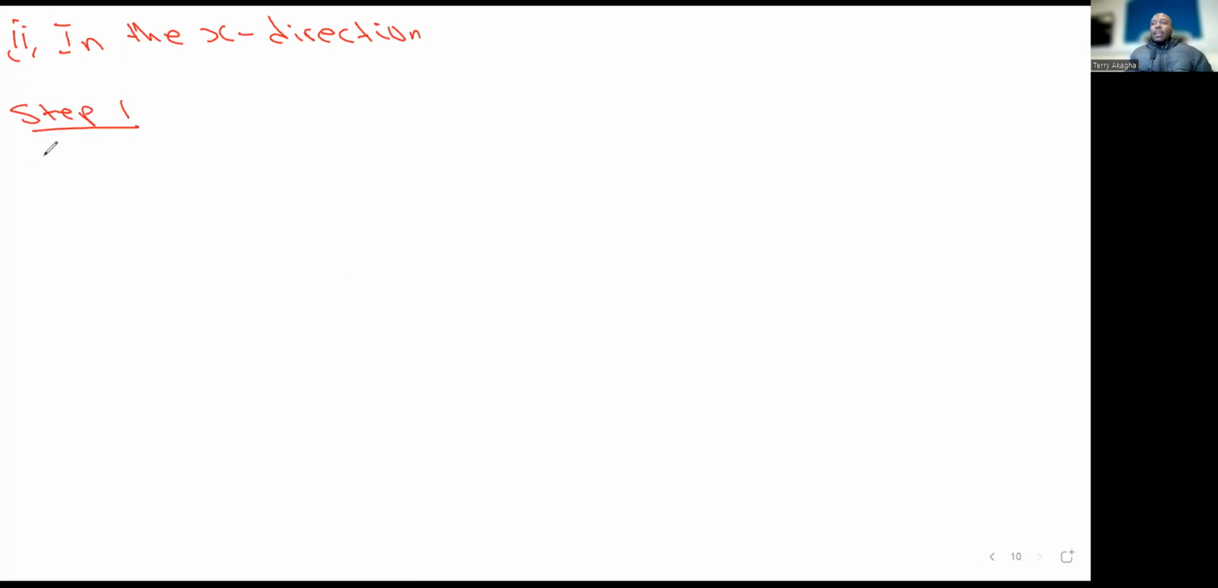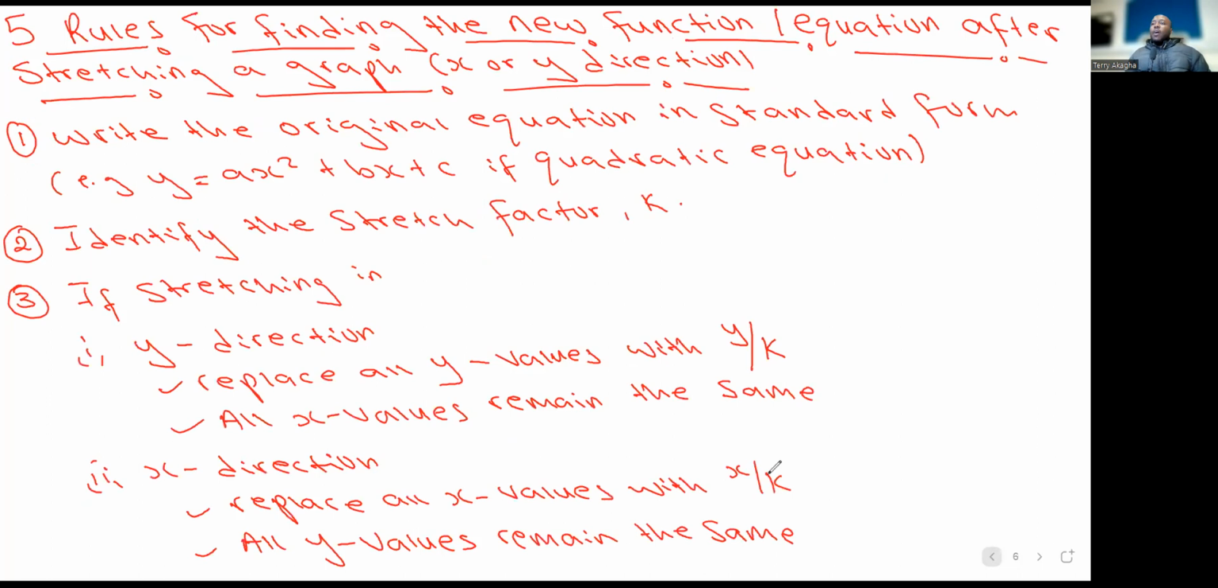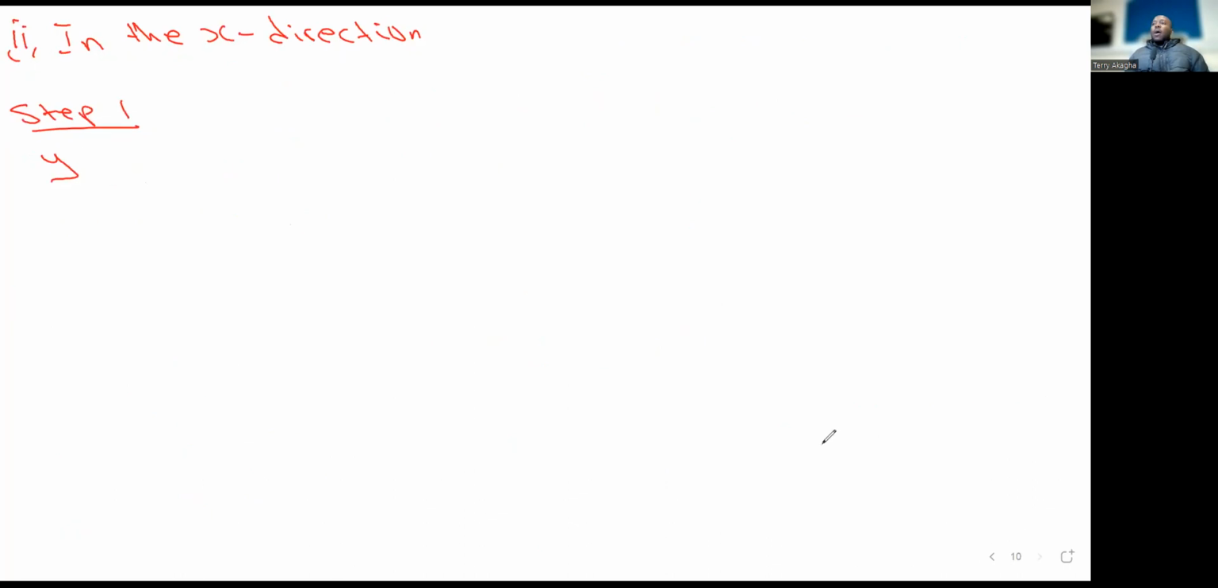You write it in the standard form, right? So that's what they said in step 1. They said you have to write the original equation in standard form. So we're going to write it in standard form here. So y is equal to, we found that to be x squared plus 0x plus 5. But because it's 0, it's going to be y is equal to x squared plus 5. Okay? Now step 2.